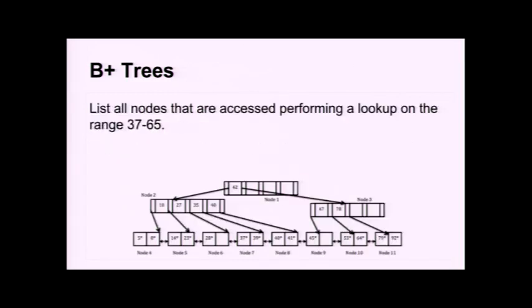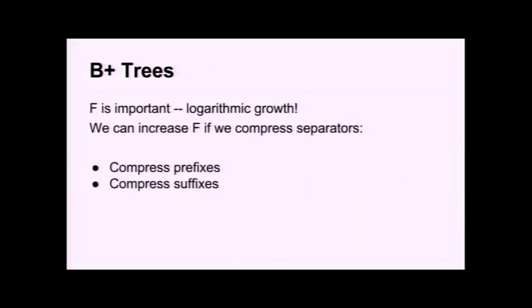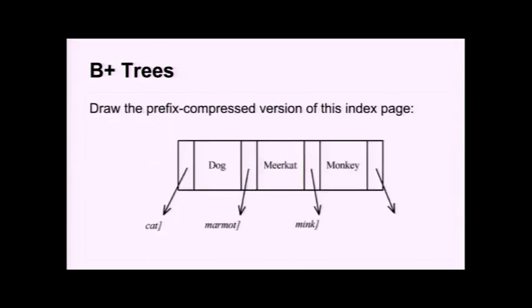So, for example, if we perform a range query, 37 to 65, we're going to traverse these nodes. Another optimization we can do on a B plus tree is compress prefixes and suffixes of these entries. The more we compress our nodes, the more entries we can fit in a B plus tree, so this increases our fan-out factor.